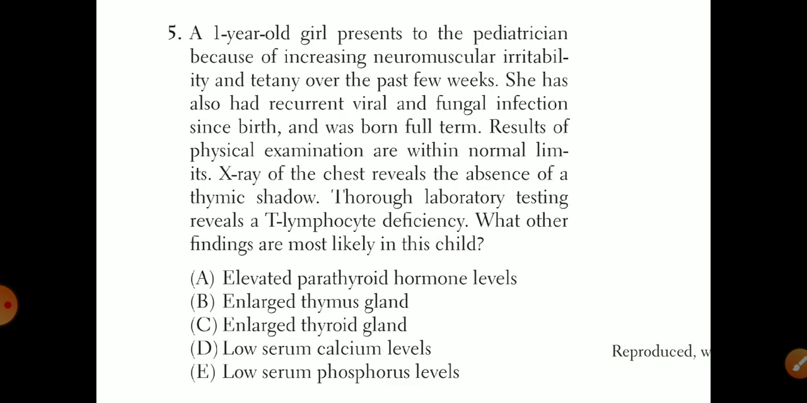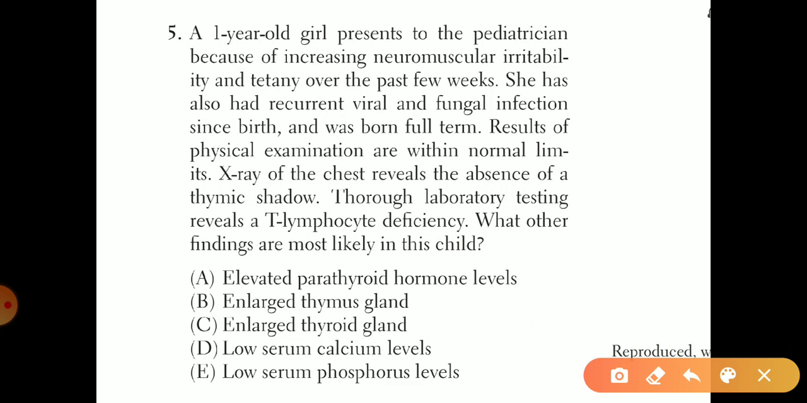A 1-year-old girl presents to the pediatrician because of increasing neuromuscular irritability and tetany over the past few weeks. She has also had recurrent viral and fungal infections since birth and was born full term. Results of the physical examination are within normal limits. X-ray of the chest reveals the absence of the thymic shadow. Thorough laboratory testing reveals a T lymphocyte deficiency. So what findings are most likely in this child?